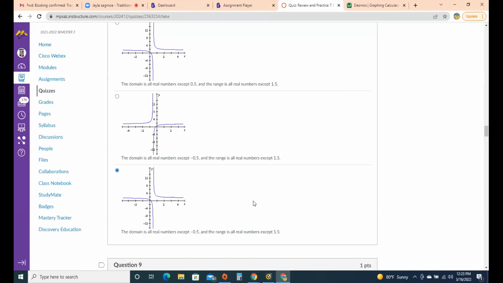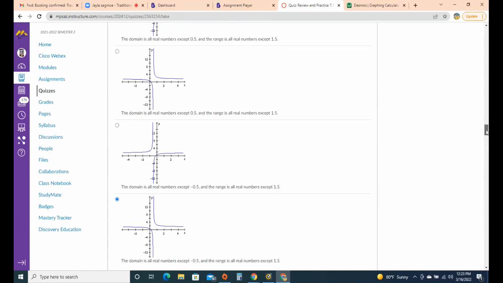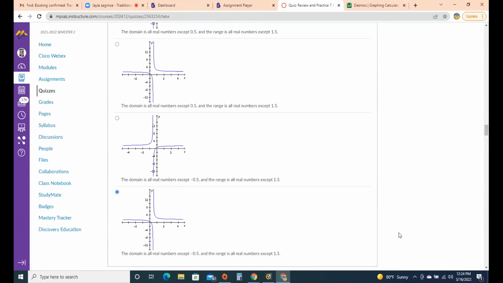Okay, but they're asking about the domain, and they're referring to, if you go back to the original question, where the bottom equals 0. So where does 4x minus 2 equal 0? If you set 4x minus 2 equal to 0 and solve for x, you would add 2 to both sides, and that would produce 4x equals 2. And then you would divide both sides by 4, and x would equal 1/2.